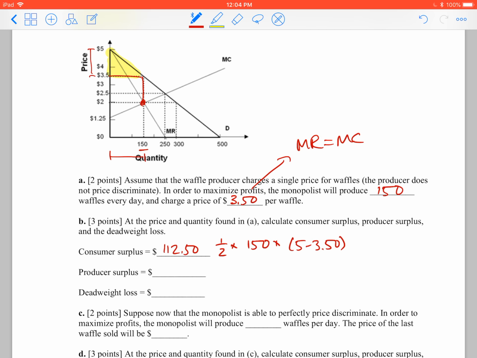The producer surplus is the area under the market price and above the marginal cost curve. When we first defined producer surplus way back, it was the area under the market price and above the supply curve. Now the monopolist doesn't have a supply curve, so we'll just use the marginal cost curve. So it's this area. I'm sorry, that's a little messy. Let me try that again.